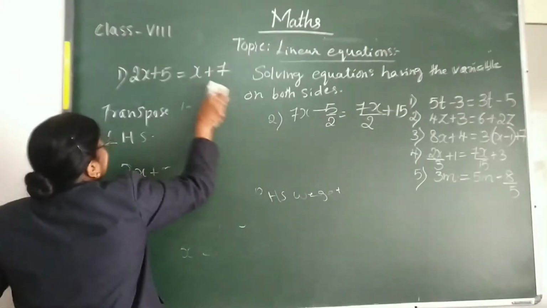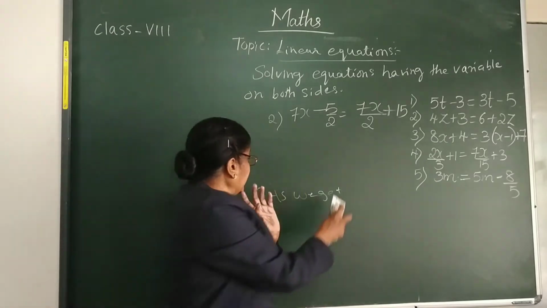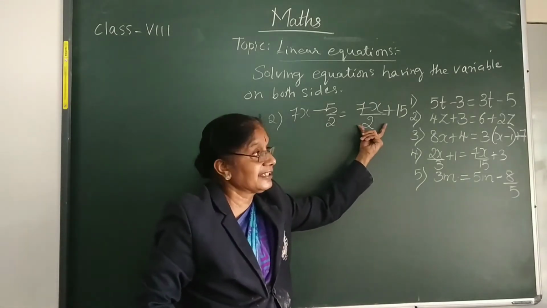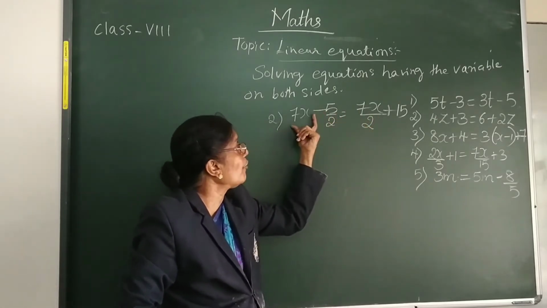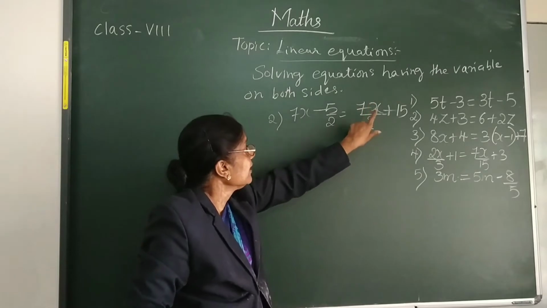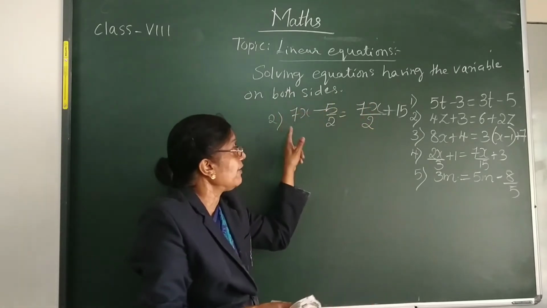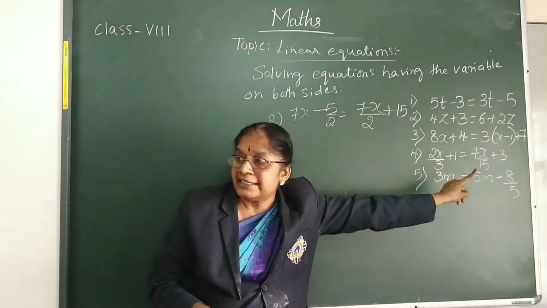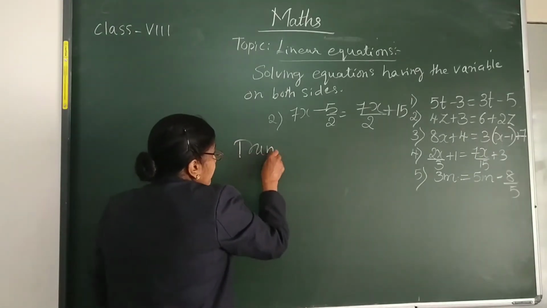Let us see the second example, what is given over here. See, in the second example also, you can see 7x is there and here also 7x is there. That means variables are on both the sides of the equal sign. So first this variable should be brought from the right hand side to the left hand side and the constant from the left hand side should go to the right hand side. So let us do that work first.